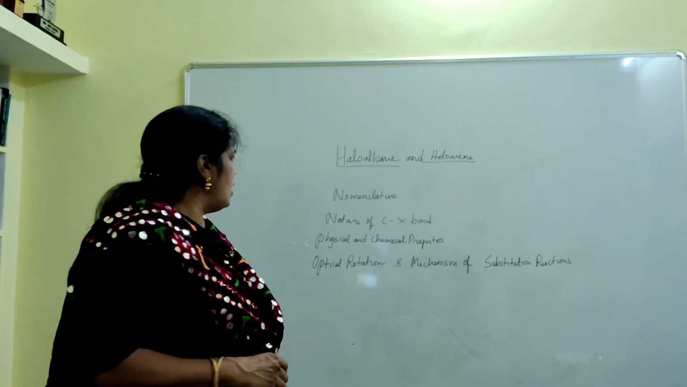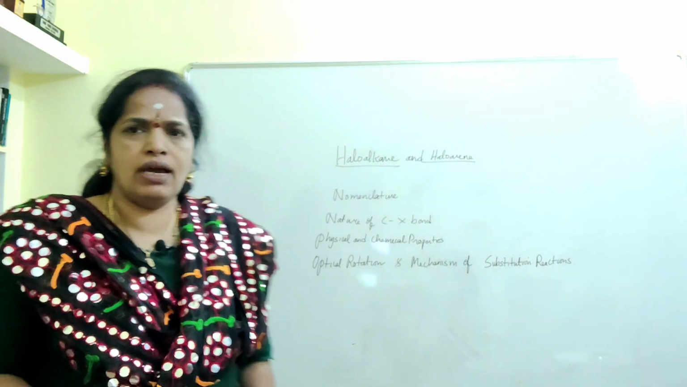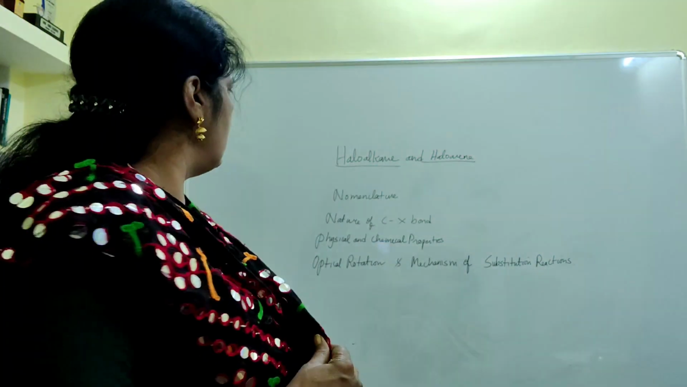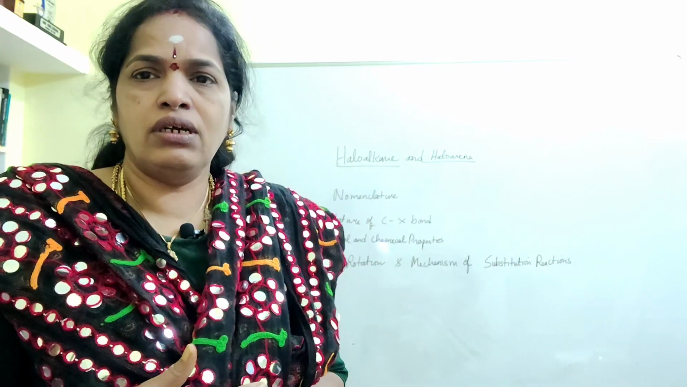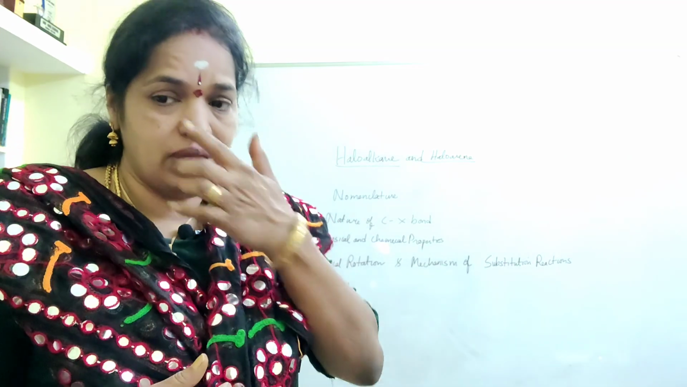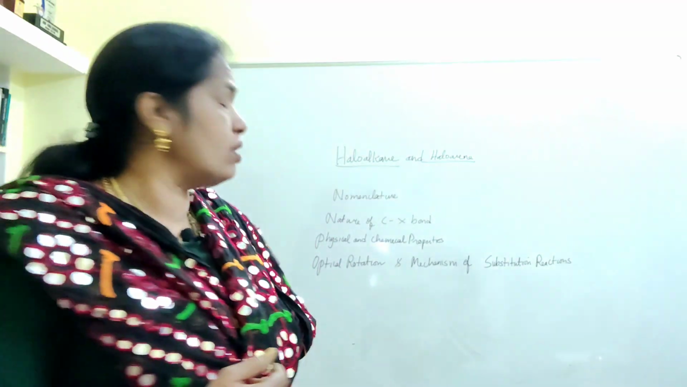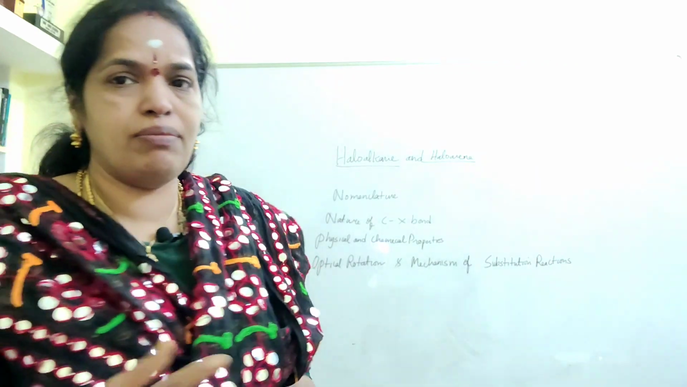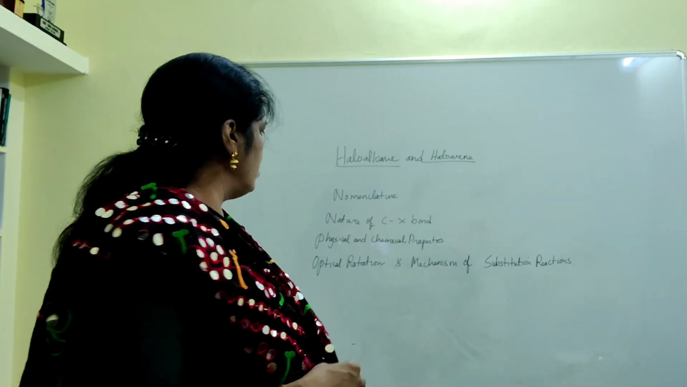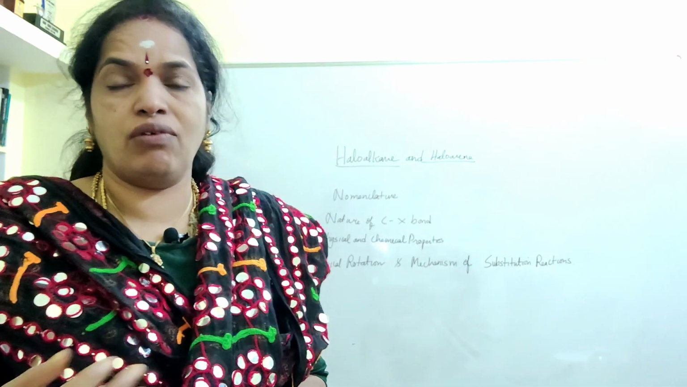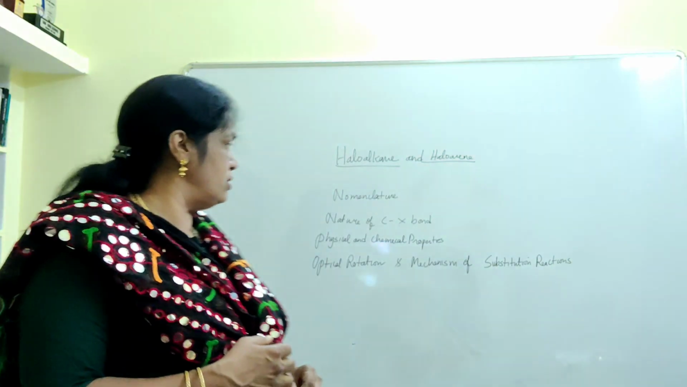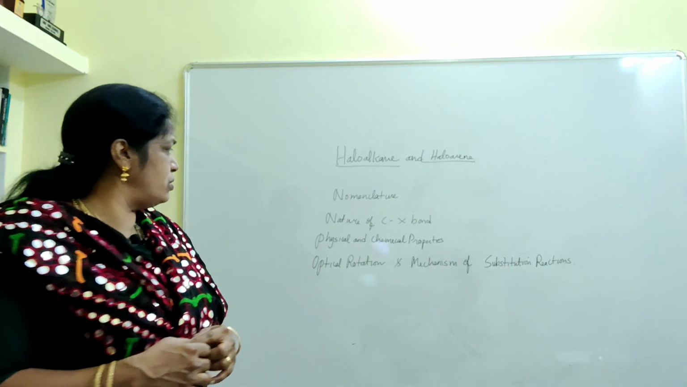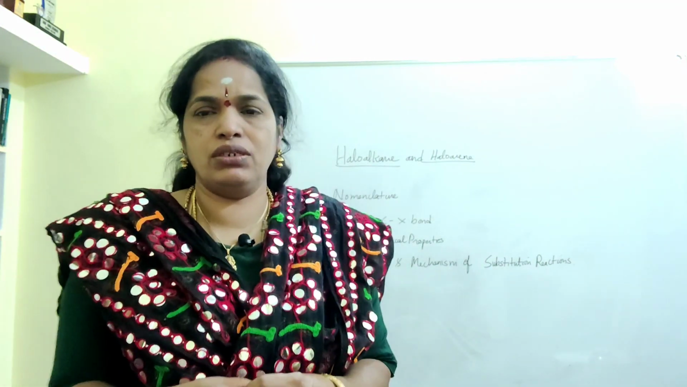Now let us see haloalkanes and haloarenes. In haloalkanes and haloarenes, what are the important points we will be discussing? The nomenclature, how do you name them in IUPAC nomenclature, the nature of the C-X bond, the carbon and halogen bond, and also the physical and chemical properties of haloalkanes and haloarenes. Then we'll also be looking into the optical rotation and the mechanism of substitution reaction.